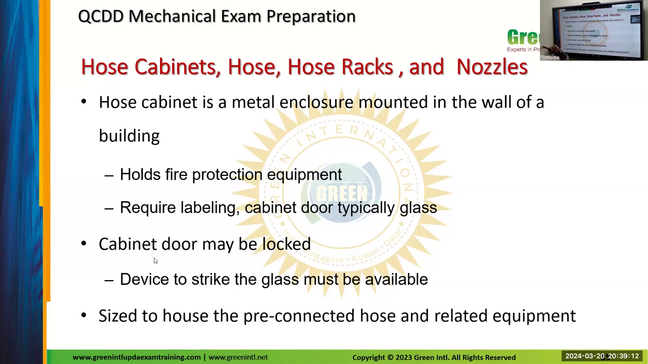For sure, you can expect one definition of either of these. What is a hose cabinet, a hose rack? They will give you a definition and ask you what the term is for. Okay, a hose cabinet is a metal enclosure mounted on the wall of a building. It holds fire protection equipment, requires labeling, and these are all general terms.